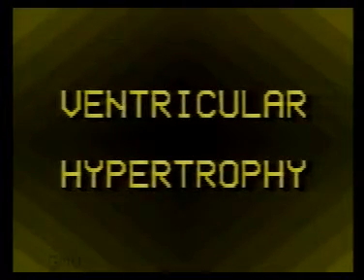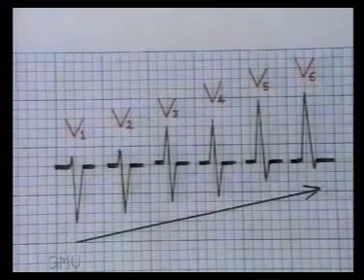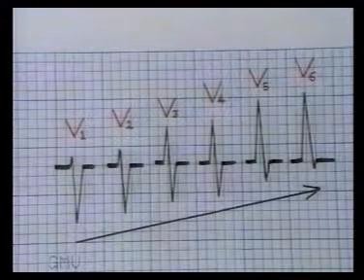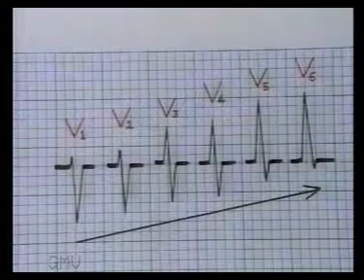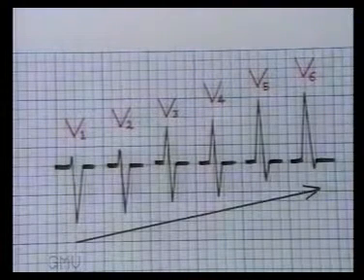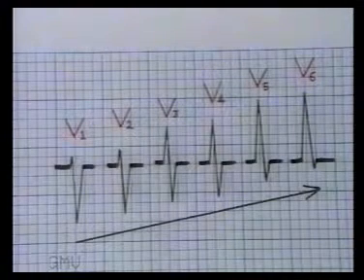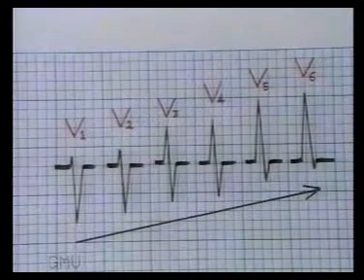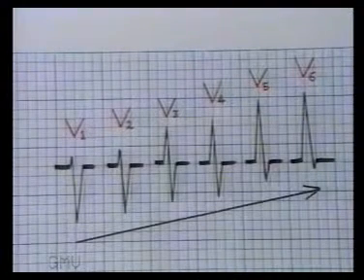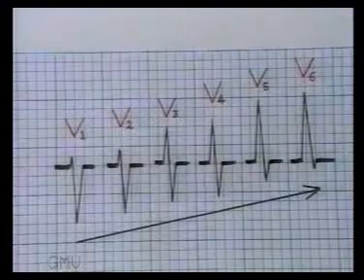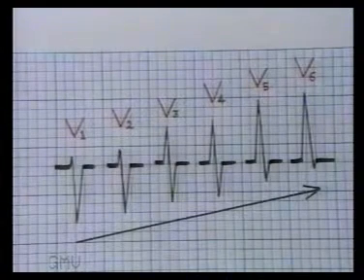Ventricular hypertrophy. Ventricular enlargement is diagnosed from the pattern and amplitude of the QRS complexes in the chest leads V1 to V6. This is the normal pattern of QRS complexes in chest leads. Lead V1 shows a small R wave and a deep S wave. As we proceed towards V6, the height of the R wave progressively increases and the depth of the S wave progressively decreases.